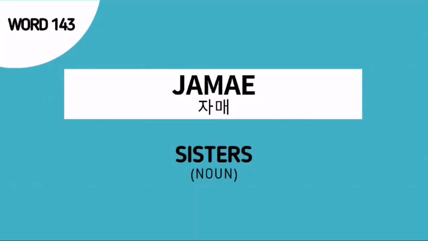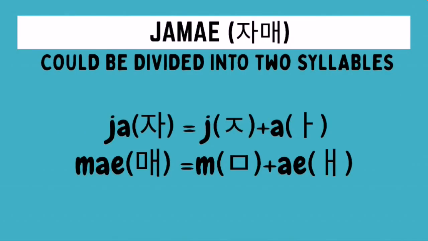The word jamae is the Korean noun for sisters. And just like Youngjae, this is a general term for sisters since it is not indicated if it is an older or a younger sister. How do we spell jamae in Hangul?